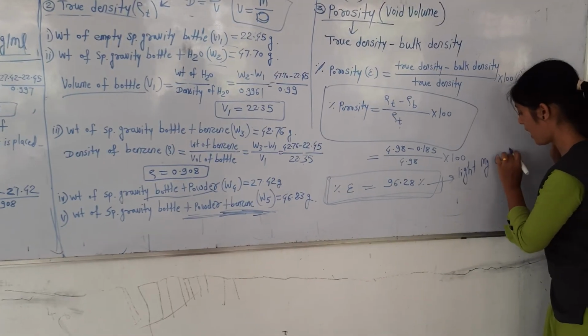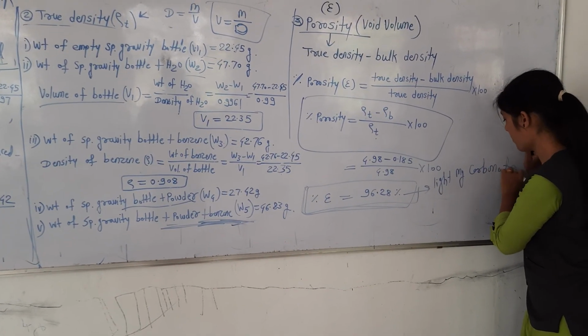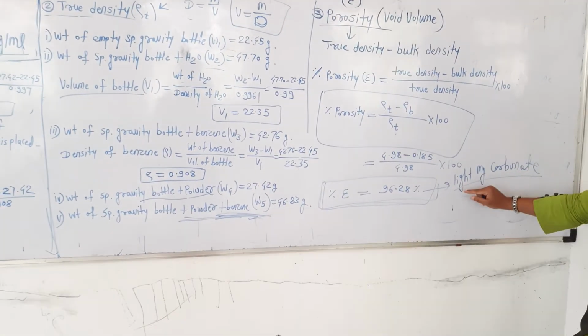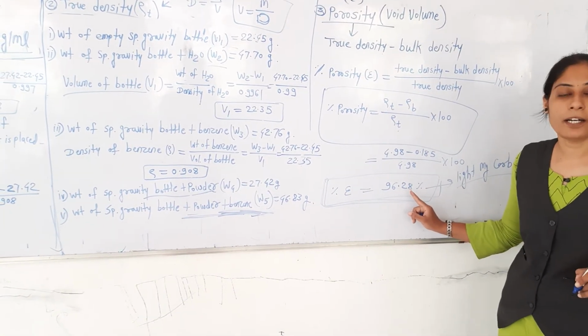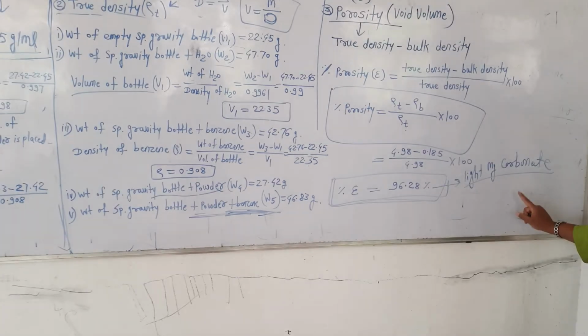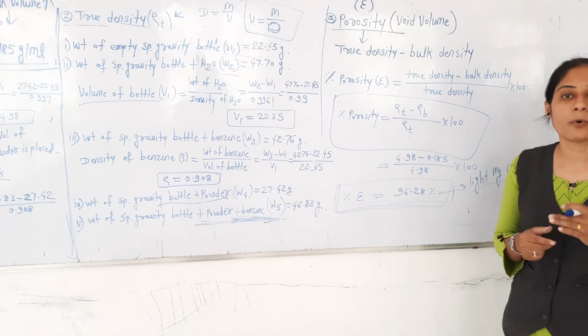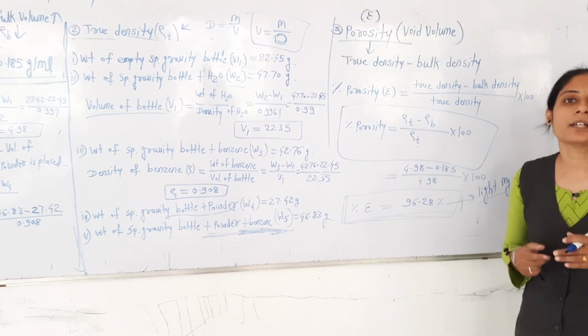This is the percentage porosity of light magnesium carbonate. It means in light magnesium carbonate 96.28% voids or pores are present. So by using this porosity we can easily determine the pores or voids in any powder sample.